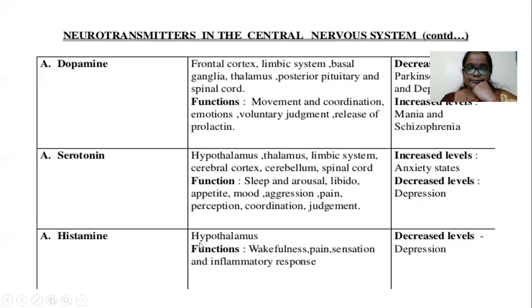Next, histamine. Histamine is located in the hypothalamus. Its functions are wakefulness, pain, sensation, and inflammatory response. If the histamine levels are very high, the person may be affected with inflammation. If the histamine levels are decreased, the person may be affected with depression.